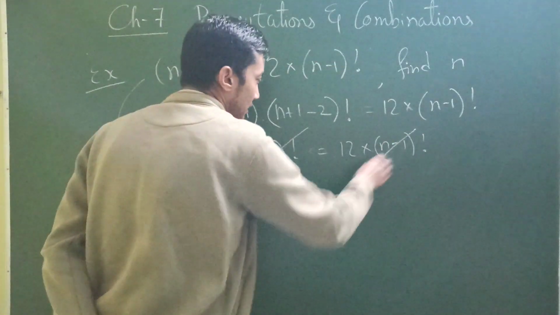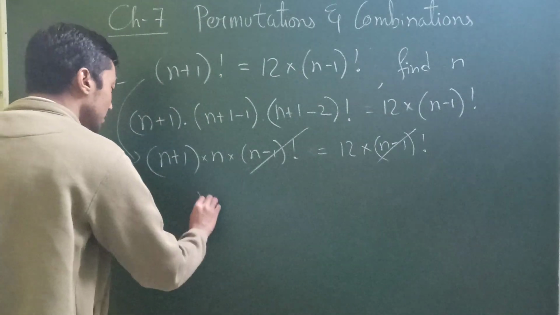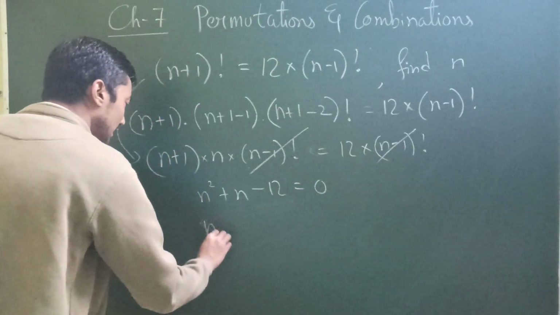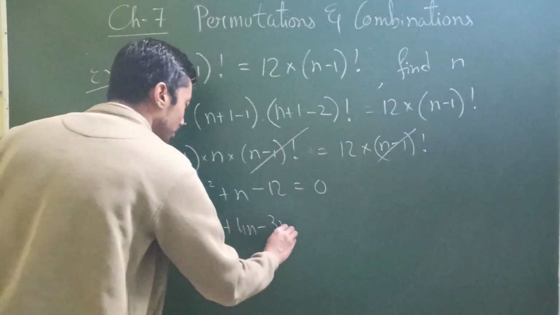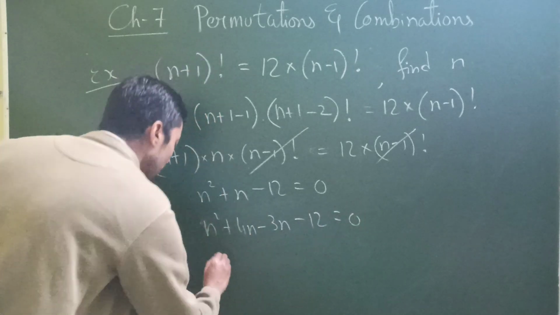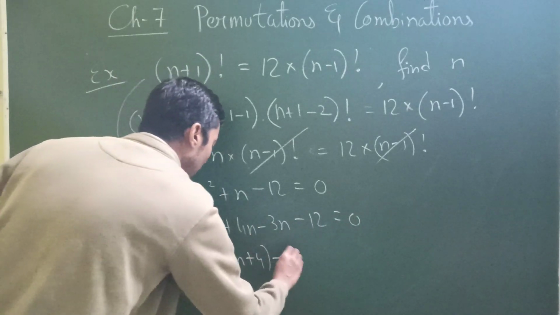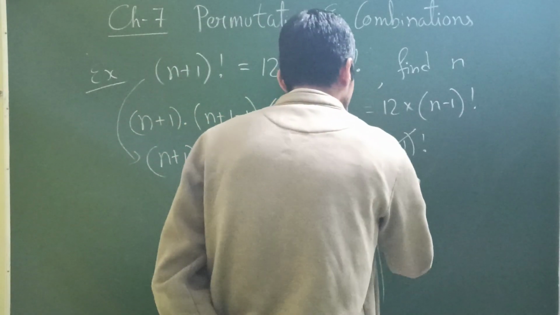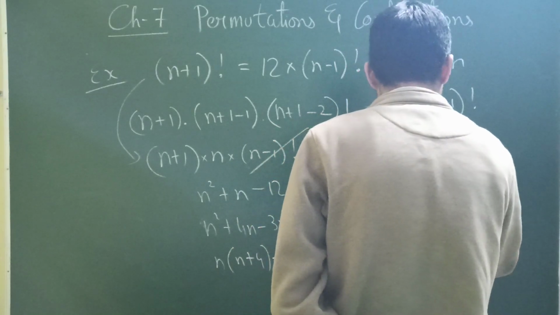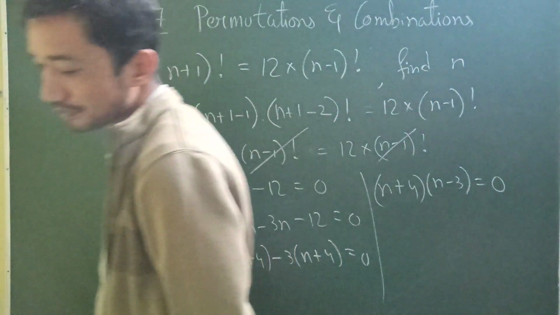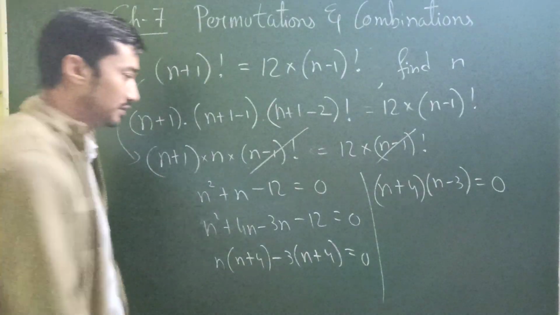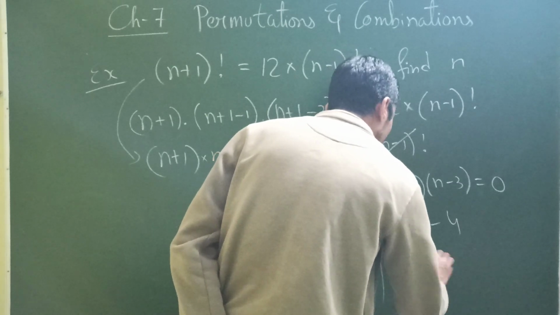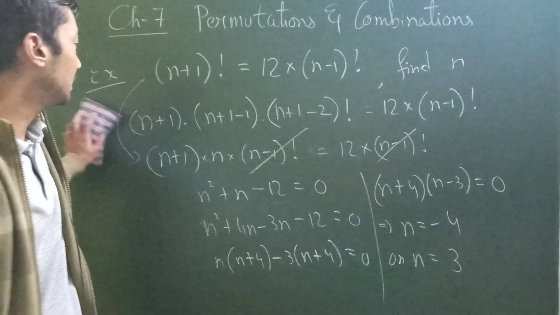With that, I can just cancel out these two values, then I'll just multiply these two: n squared plus n equals 12. After that, simple factorization, that is n squared plus n minus 12, and I'll use splitting the middle term. So that's going to be n plus 4, n minus 3 equal to 0. So that gives us n is equal to minus 4 or n is equal to 3. That'll give us two values.